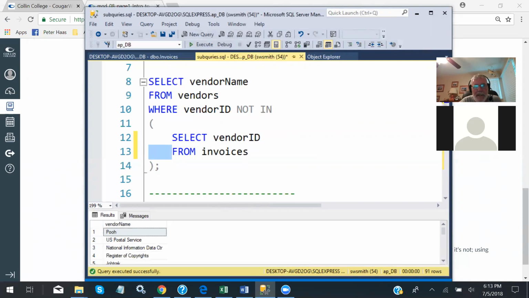I personally like to use subselects. To me, they make more sense. I don't know if they make more sense than a table join, but essentially this is an outer join. It would be the same thing if I say, show me all the vendor names that have associated invoices. In that case, instead of not in, it would just become a straight in.